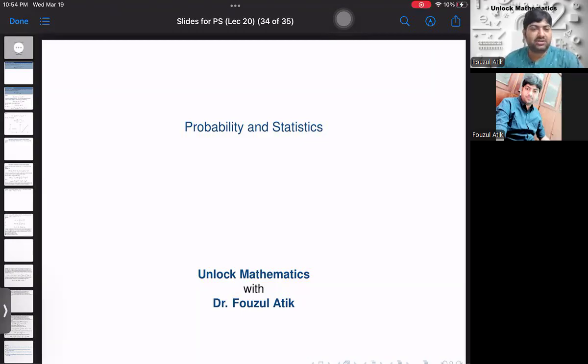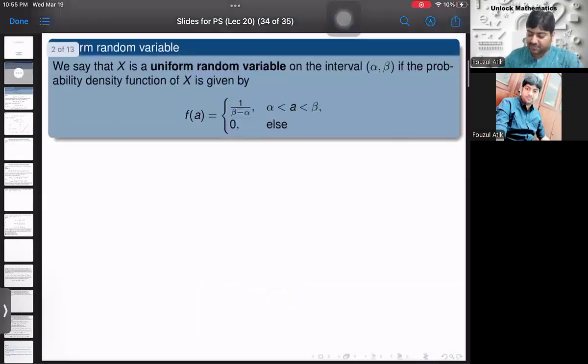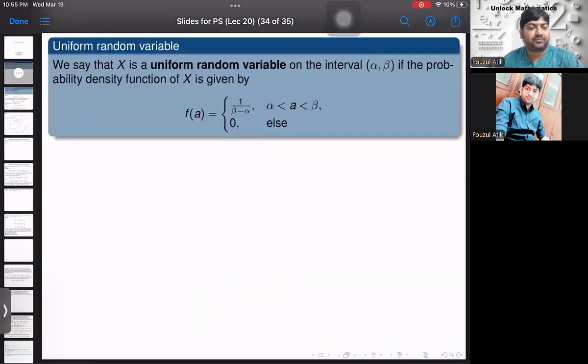So in today's lecture we will introduce some special types of continuous random variables. We'll start with the uniform random variable. What is that? We say that X is a uniform random variable on the interval (alpha, beta) if the probability density function of X is given by f(a) equal to 1 by beta minus alpha, whenever a lies between alpha and beta, and equal to 0 otherwise. A random variable whose probability density function is this is called a uniform random variable.